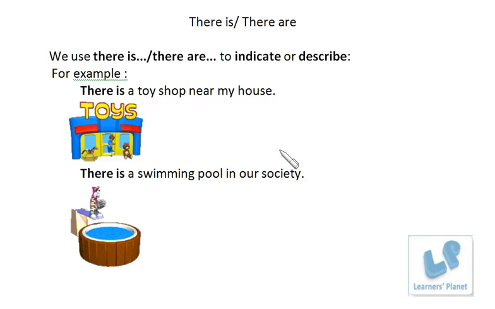Okay, there is a swimming pool in our society. हमारी सोसाइटी में एक स्विमिंग पूल है. ओके, स्विमिंग पूल क्योंकि एक है इसलिए देयर इज. ओके, सो हमारी सोसाइटी में एक स्विमिंग पूल है, हमारे घर के पास में एक टॉय शॉप है, तो क्या बोलेंगे? देयर इज अ टॉय शॉप नियर माय हाउस, देयर इज अ स्विमिंग पूल इन आवर सोसाइटी.